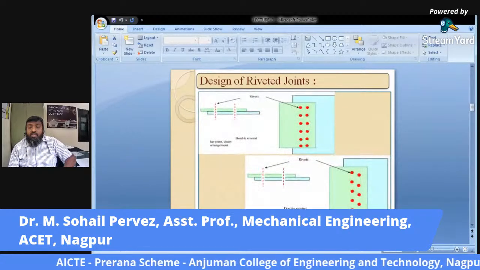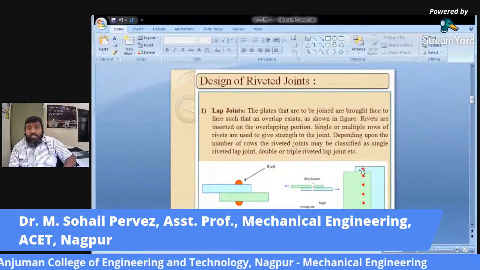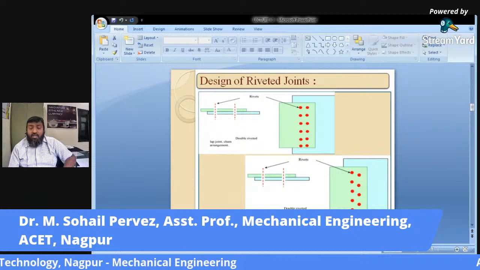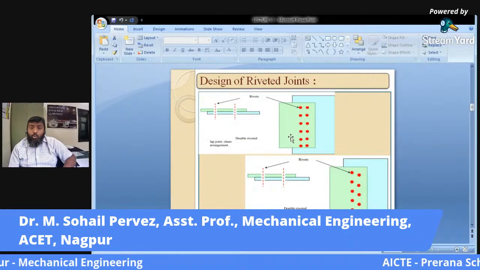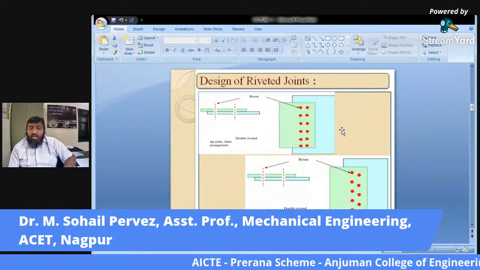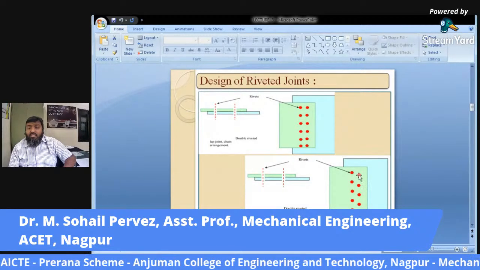This is nothing but double riveted. Previously it was single riveted, where only a single row of rivets was used to join the plates. Now this is a double riveted plate. Two rows are used to join the plates. Now another fashion, say this is a parallel row, another fashion is zigzag row.